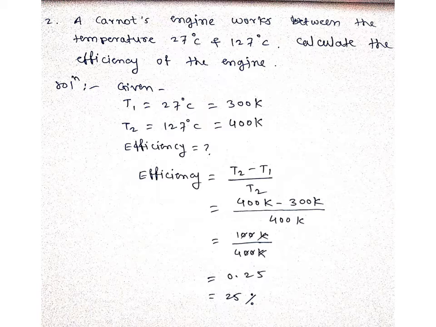To convert this into the percentage, you have to multiply this 0.25 by 100 and you will get the answer into the percentage, that is efficiency in percentage is equal to 25%.